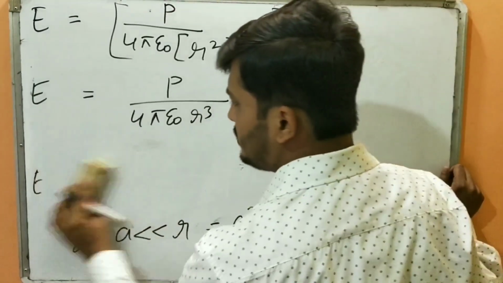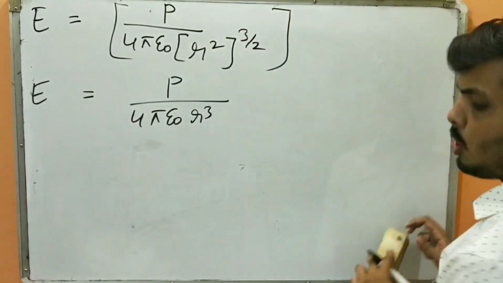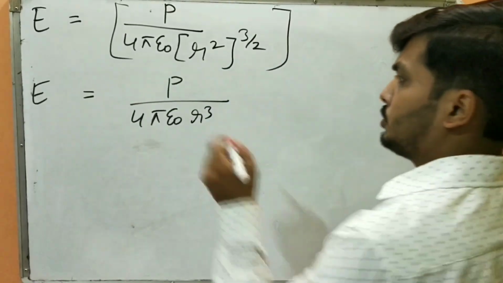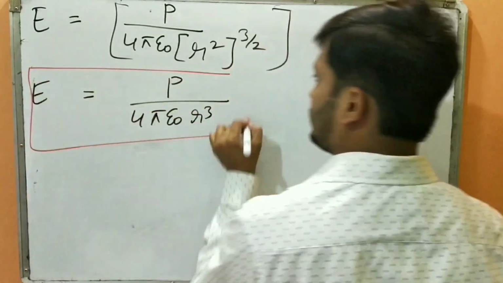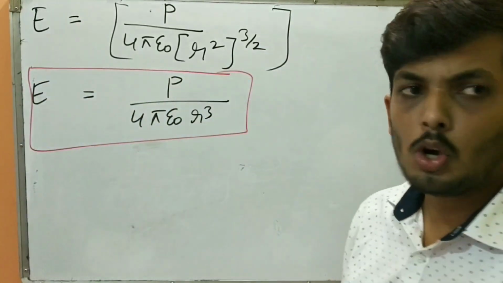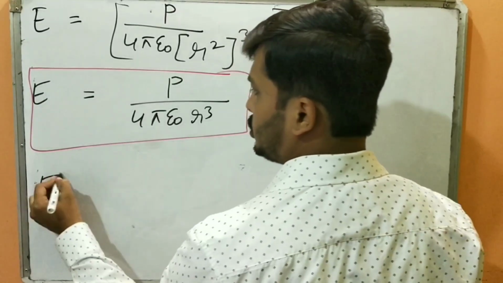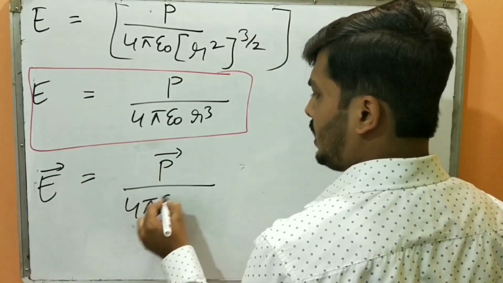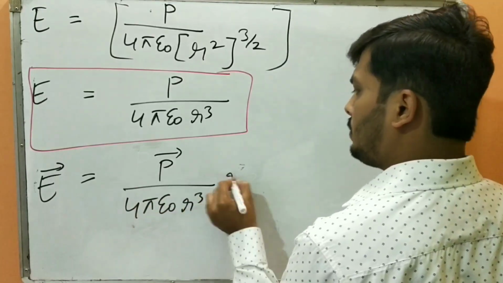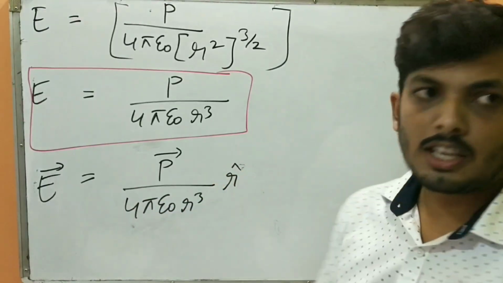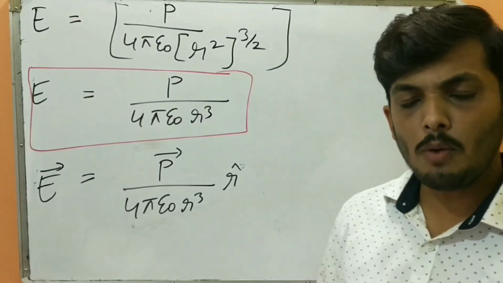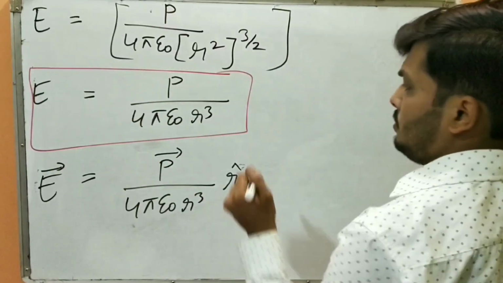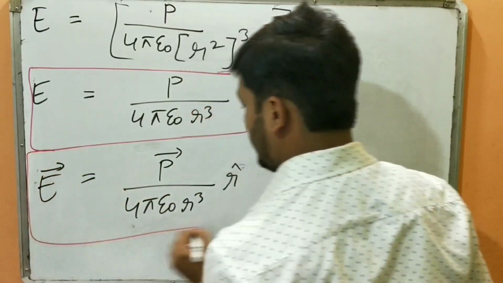Okay. So this is the electric field due to a dipole along the equatorial plane. So this is the required equation. Sometimes in the exam they will ask you to show this in vector form. How will you show? E equals P divided by 4 pi epsilon naught r cube into r cap, where r cap is the unit vector pointing from minus q to plus q. Clear? Okay. So this is the required equation.